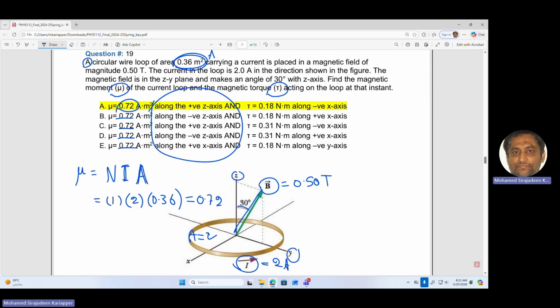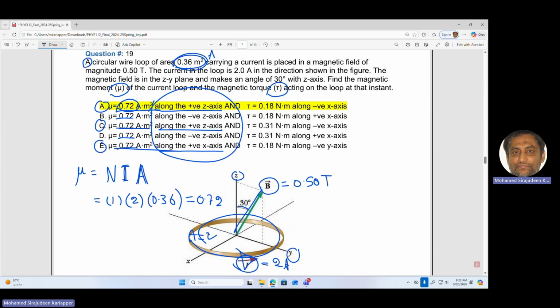So the current is flowing here counterclockwise. This is the direction of the current. So then look at the thumb. Thumb is pointing in the positive Z axis. So this is correct, this is correct, and this is correct. We have either A, C, or E. But we have another part, right?